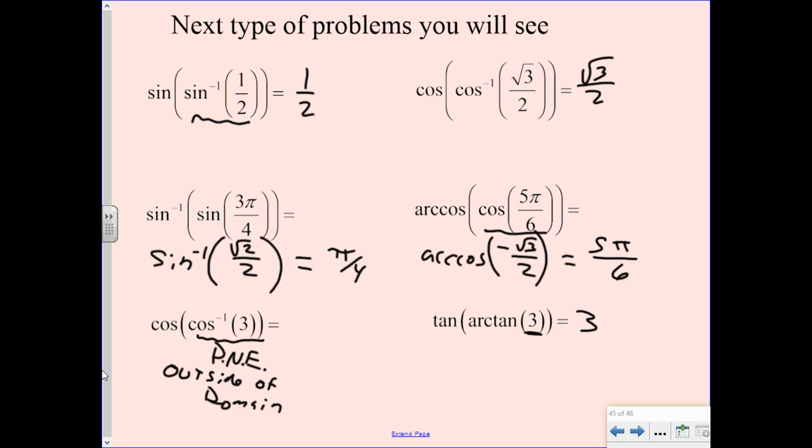Okay, so we're going to do some more of these in class, but I hope that gives you a quick little overview of what happens when you are evaluating an inverse trig function. Remember that it's always going to return an angle, but you have to keep in mind what your range is on each of the 3 functions.